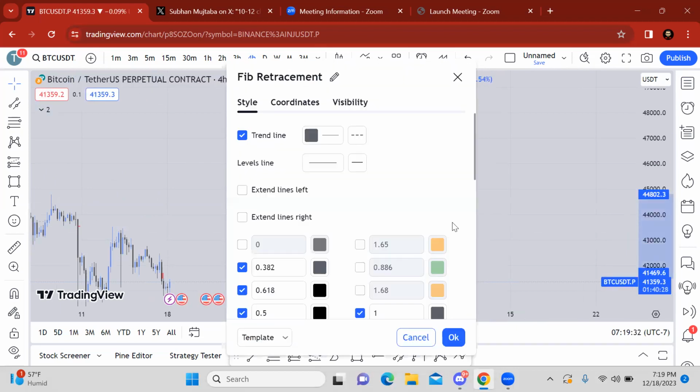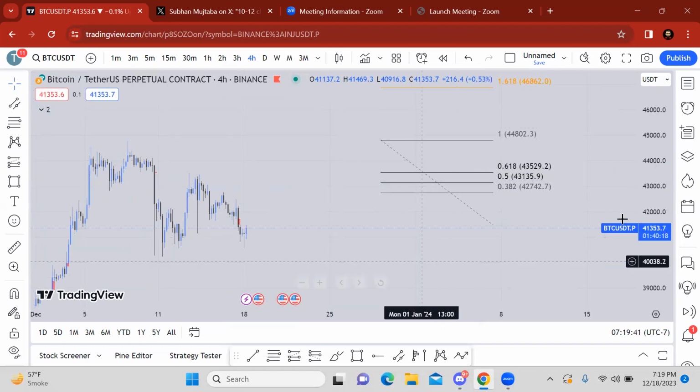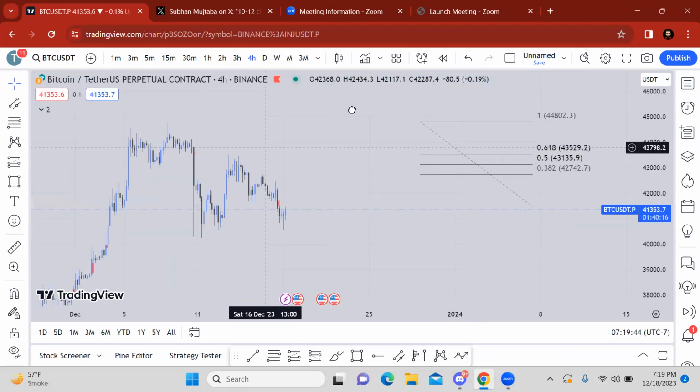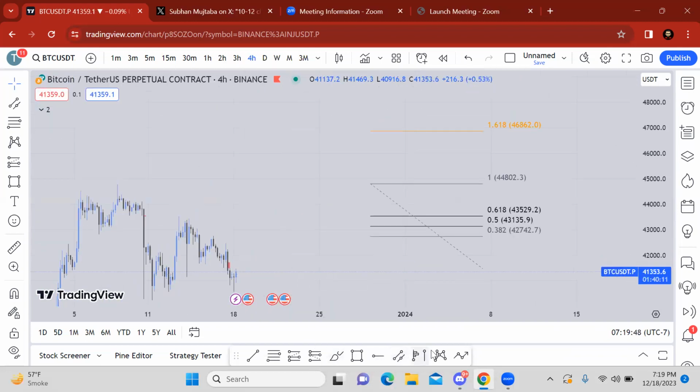So how to use Fibonacci levels? First of all, what is Fibonacci? Actually, it is a tool which is used for measurement of any wave, any impulsive move. Suppose we have this impulsive move, then we measure the move and we estimate how much percent this move will come down.